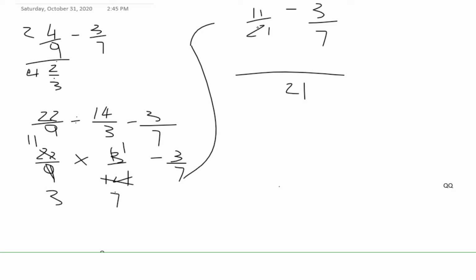And 21 into itself 1, so 11 times 1. 21 into itself goes 1, so 11 times 1 is 11 minus 7 into 21 goes 3. 3 times 3 is 9. That's 9, equals, gonna work the top, so we're gonna have 11 minus 9, that's 2 over 21. So our answer for that question is 2 over 21.